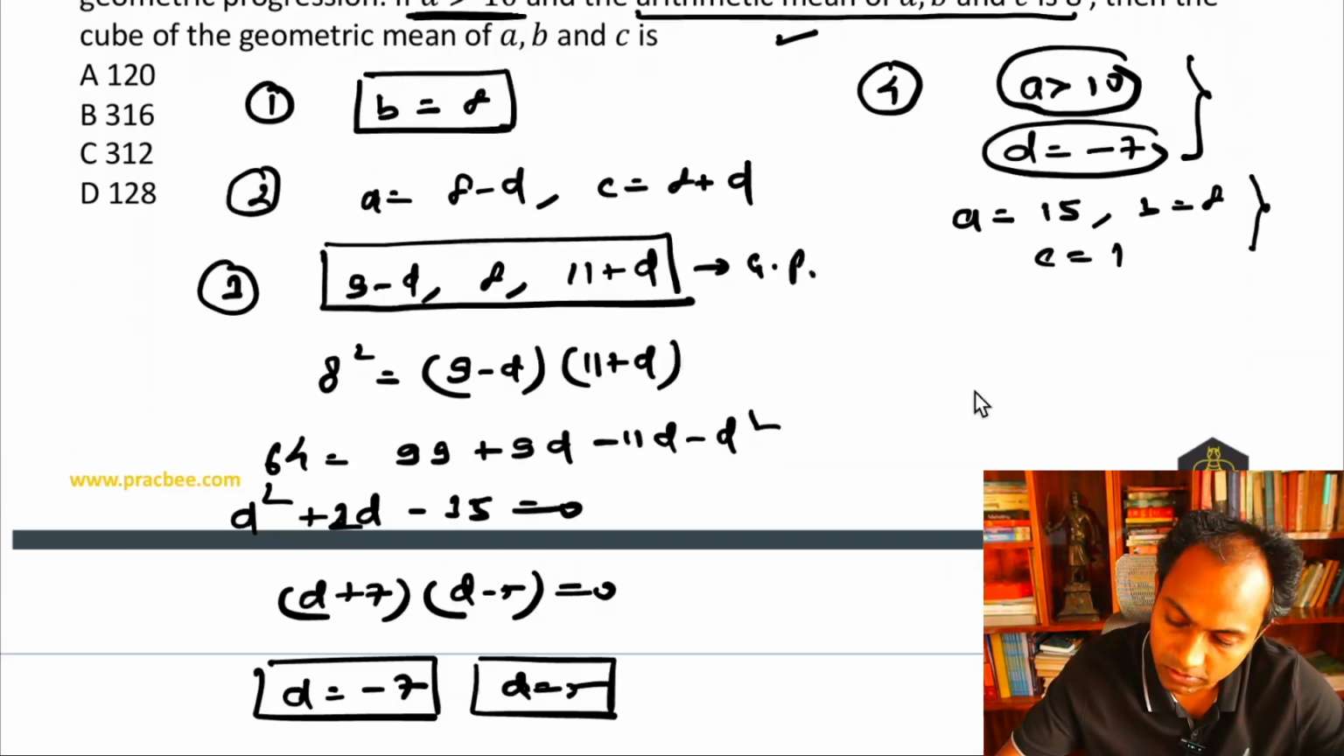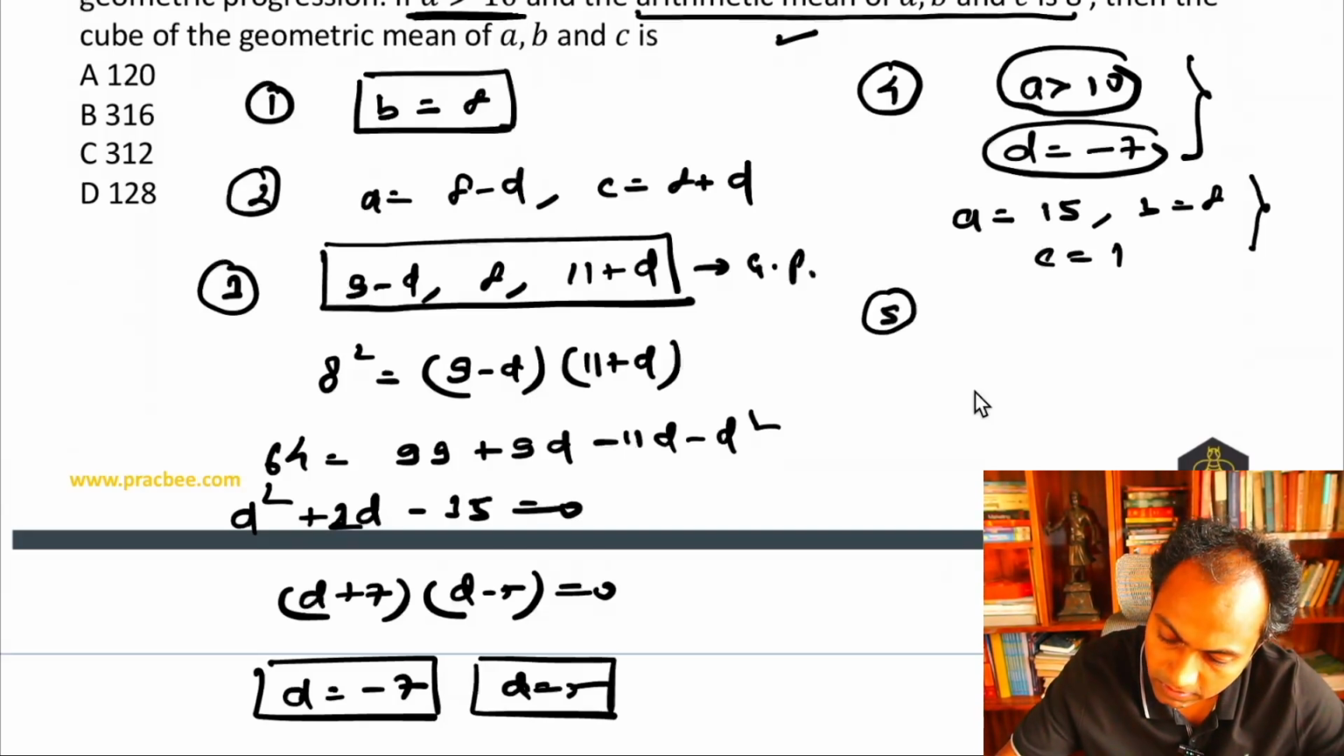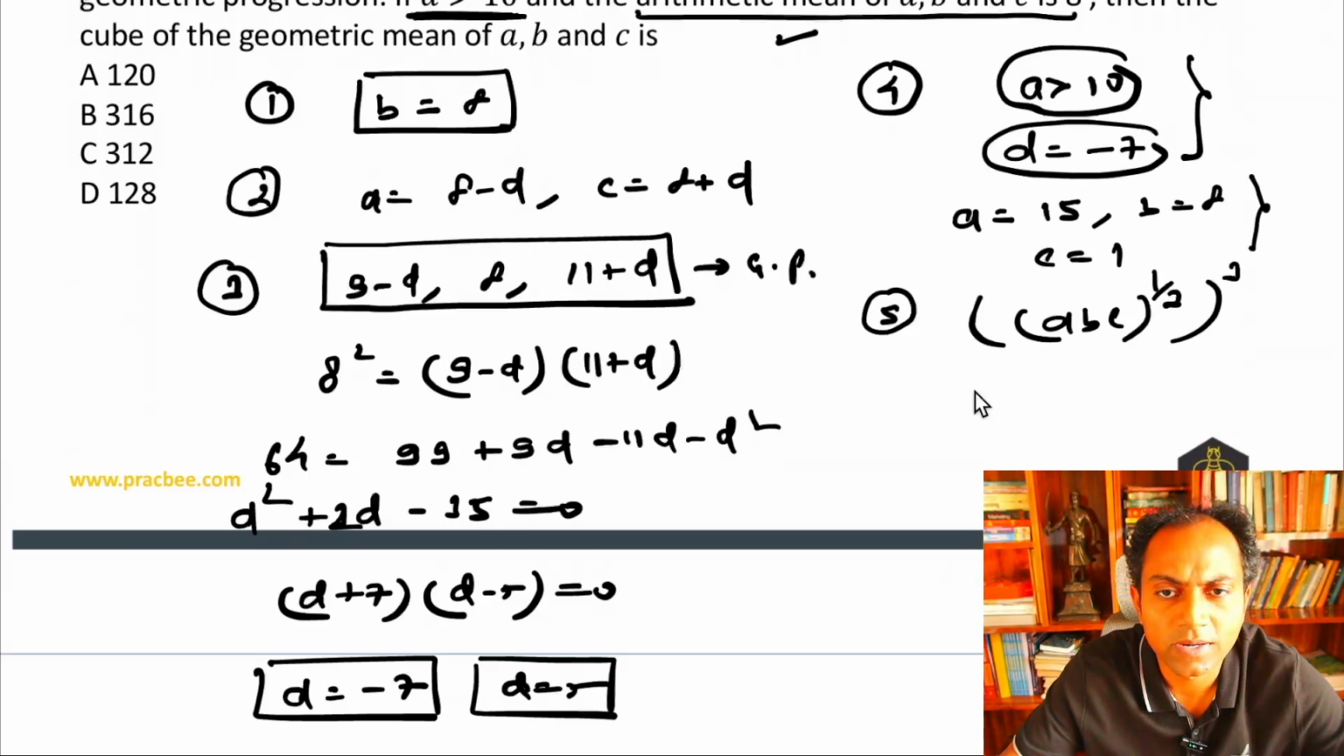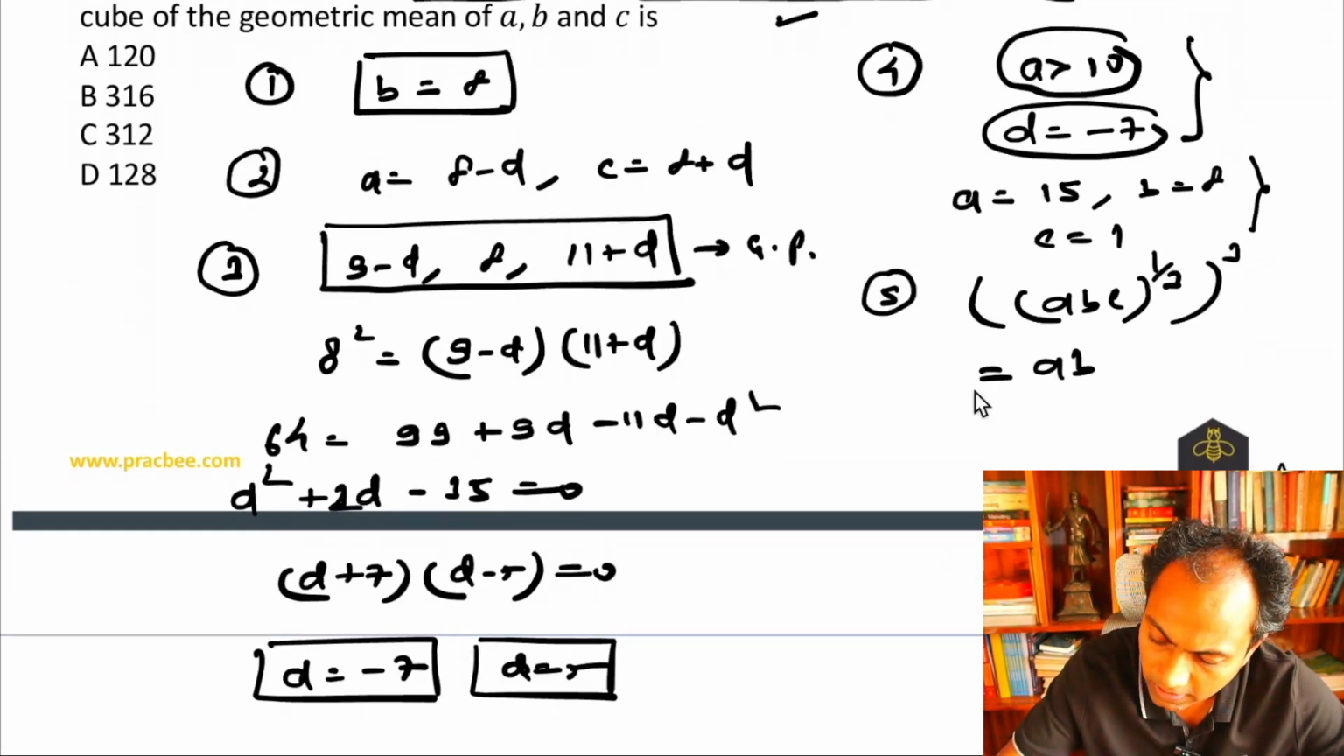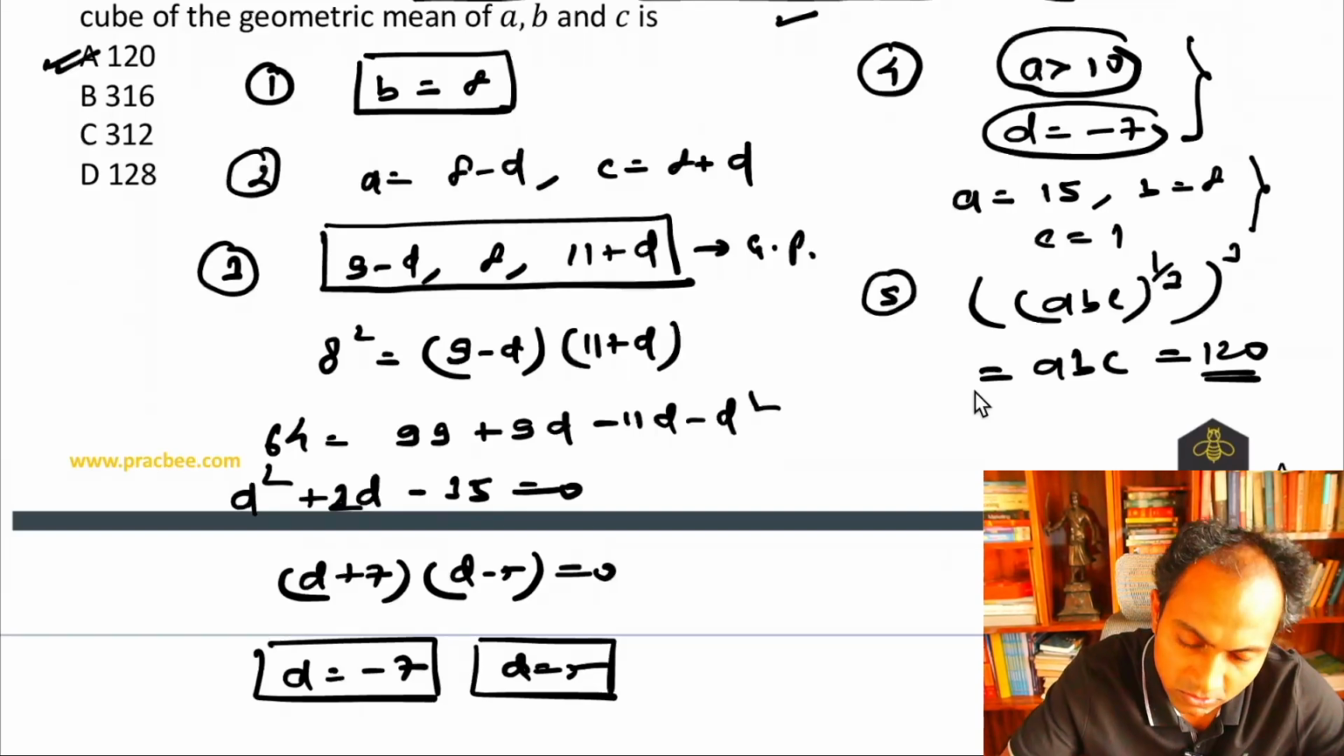In the next part, the fifth part, they are asking for the GM. The GM will become ABC raised to the power 1 by 3, and they are asking for the cube of this. So fundamentally they want us to tell the value of A into B into C. That comes out to be 120. So option A comes out to be correct.